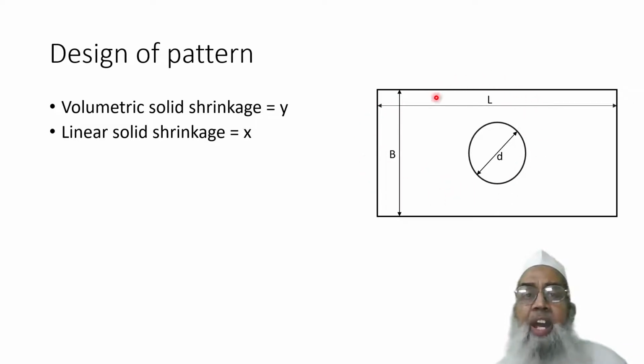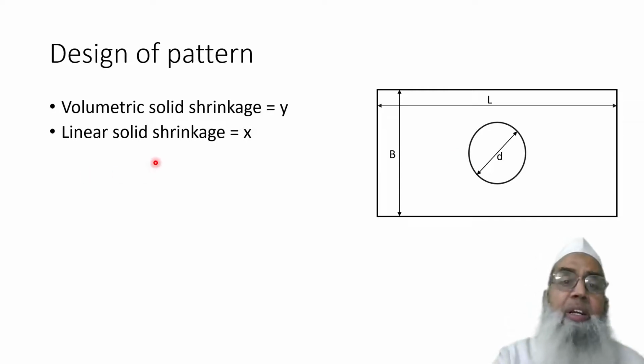When we design a pattern, we have to incorporate this volumetric shrinkage, because it can't be fed as in liquid form. After solidification, the molten metal in the cavity will have solidified, and it can't be fed into the cavity, and therefore that is to be incorporated. The size of the pattern, or the size of the cavity, should be such that after coming to room temperature, it gains the size we need.